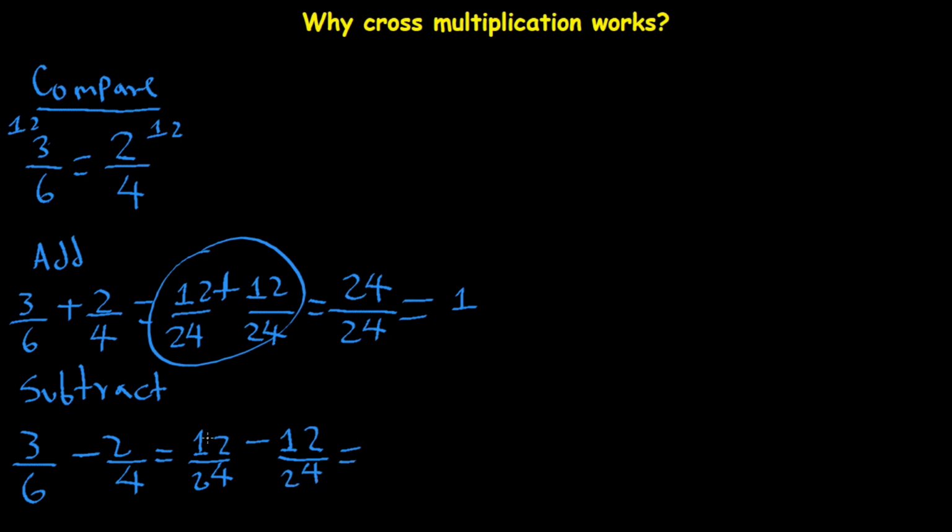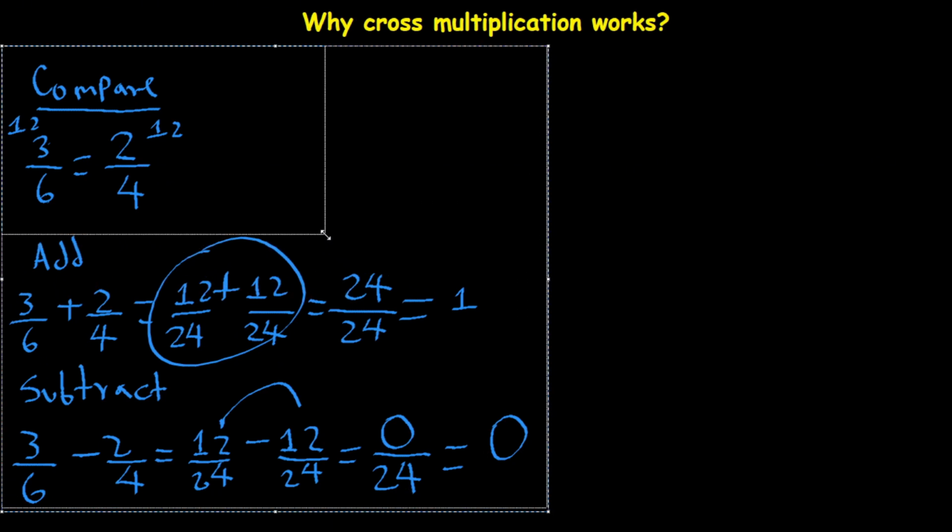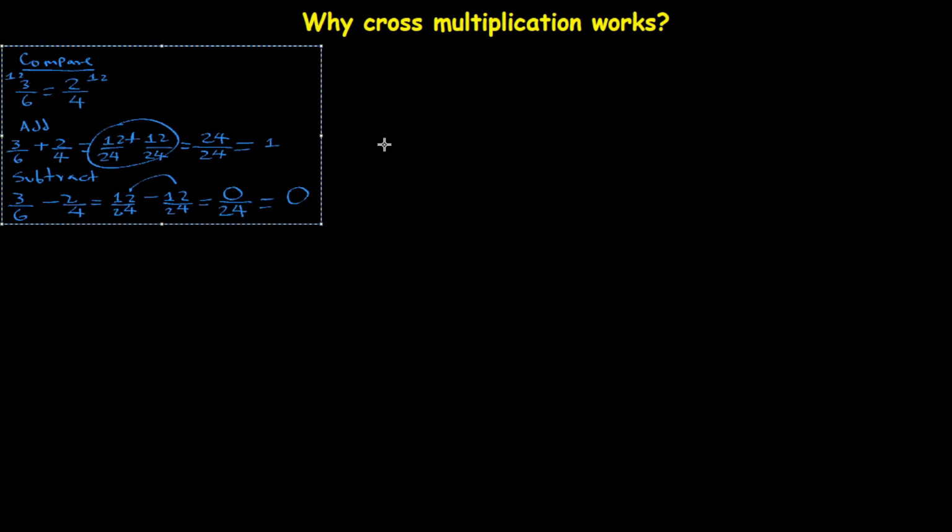And here we are going to subtract 12 by 12, and this is equal to 0. And we keep the same denominator, and this would be 0. 0 parts of 24 parts. So let's decrease the size of this so we can keep the answer here.